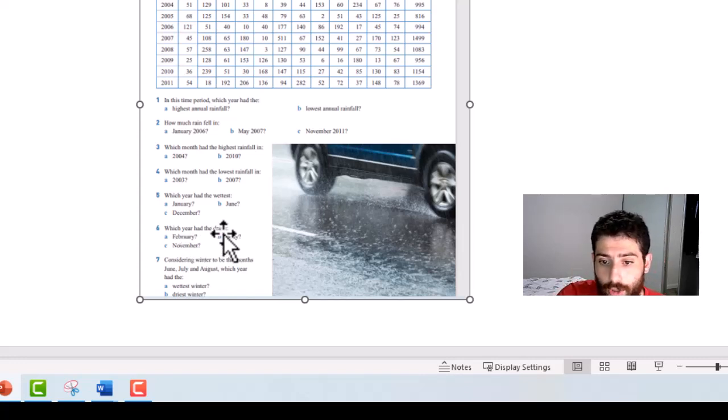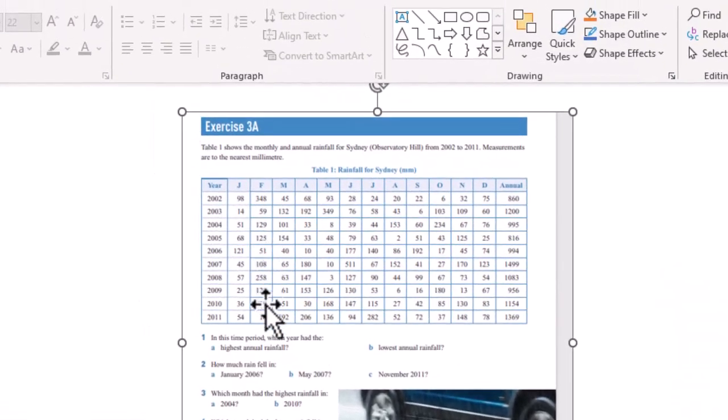So here the first keyword is driest. Driest means that has the lower rainfall. And which month is February? So we look at February and we will check here which year has the lowest rainfall and rainfall intensity. We can see that 2006 has 51, but 2011 have only 18, which is the lowest. So here the answer will be 2011.